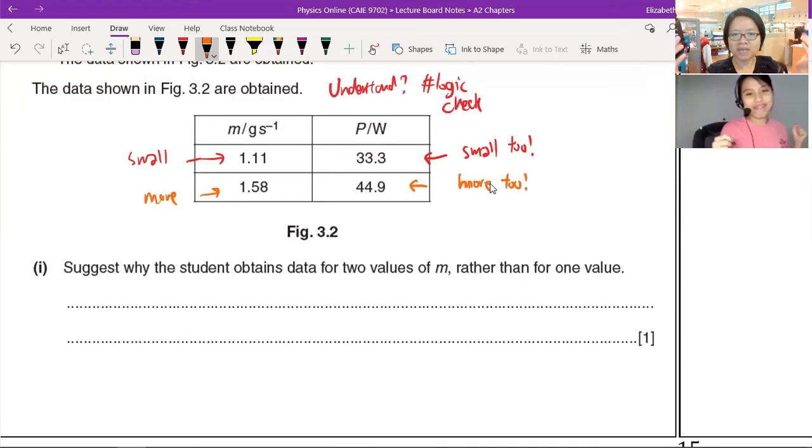Suggest why the student obtains data for 2 rather than 1. Why need 2, miss? Take more readings and plot a suitable graph. It's paper 3, miss. Oh, sorry, wrong paper. This is paper 4. Cannot say take more readings, plot a graph. If you don't know, you skip lah. Don't know why. We do the calculation first lah. We'll come back to this one.